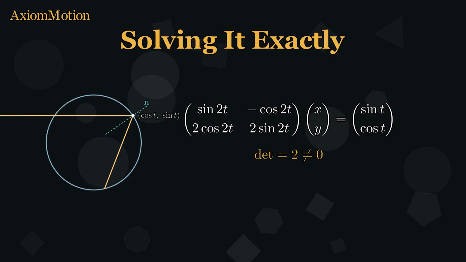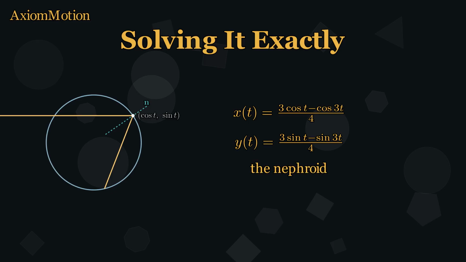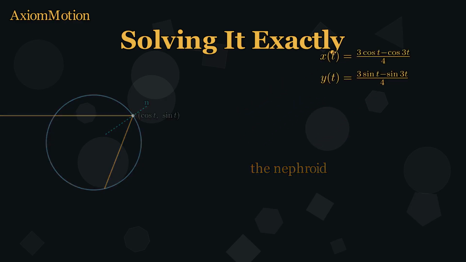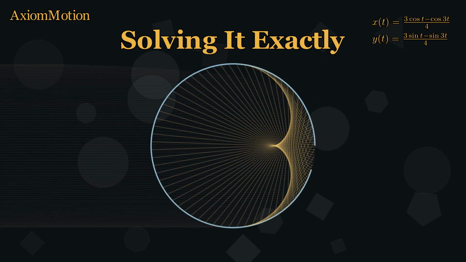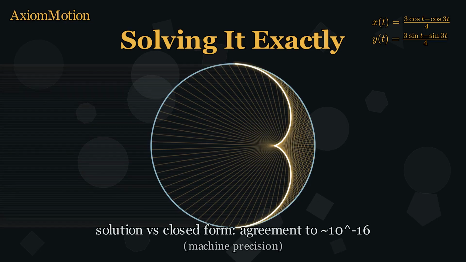Tidy up the trigonometry, and the answer collapses into something clean. x is (3 cosine t minus cosine 3t) all over 4, and y is the same with sines. That is the Nephroid, exactly, with no approximation hiding anywhere. Lay it back over the rays, and it threads through every single crossing. Checked against the closed form on a computer, the two agree all the way down to the limit of machine precision. The curve in your cup is not almost this equation, it is this equation.